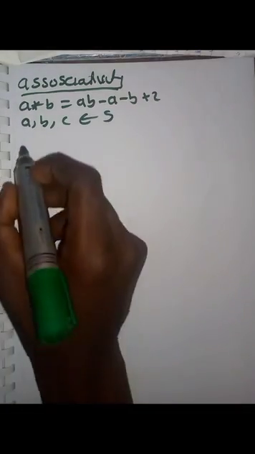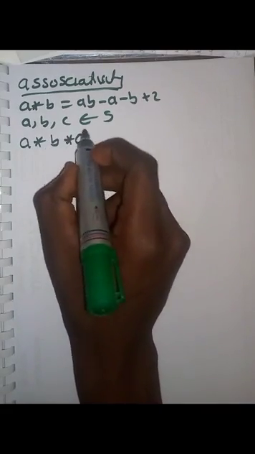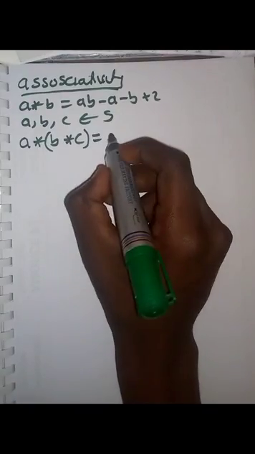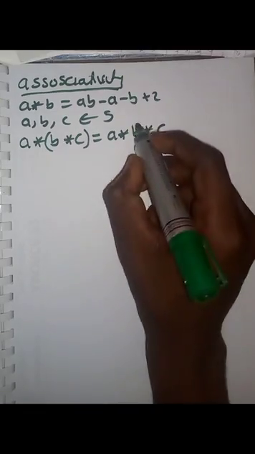If associativity holds, that means that A star B star C in this order should be the same as A star B star C in this order. Yes, it should be the same like this. It should be the same. This property should hold. Great. So let's verify to see if the property holds.